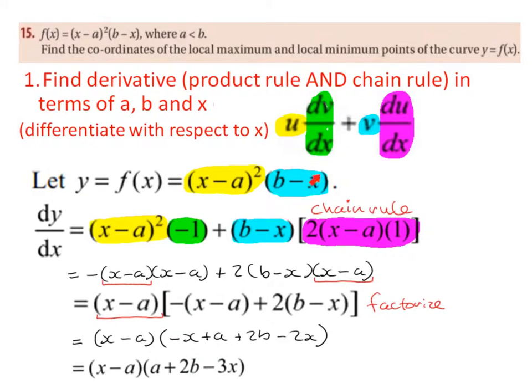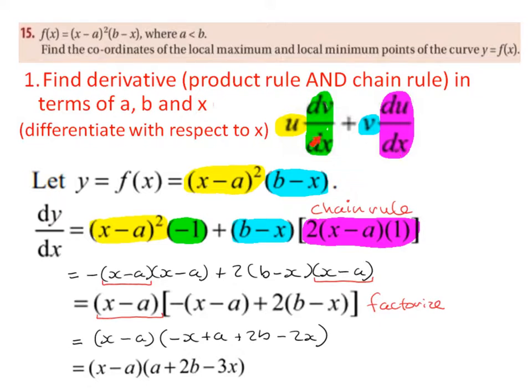Well, v is b minus x, so we can't differentiate b with respect to x because there's no x stuck onto the b, but we can differentiate minus x. So minus x, the derivative of that is minus 1. Bring down the plus, stick on v, which is (b minus x) with brackets, and then we differentiate u with respect to x.